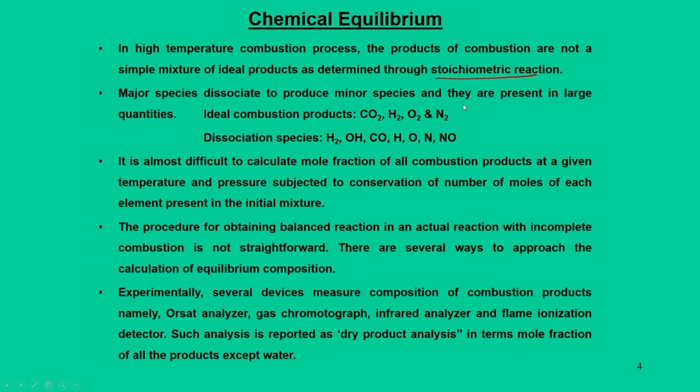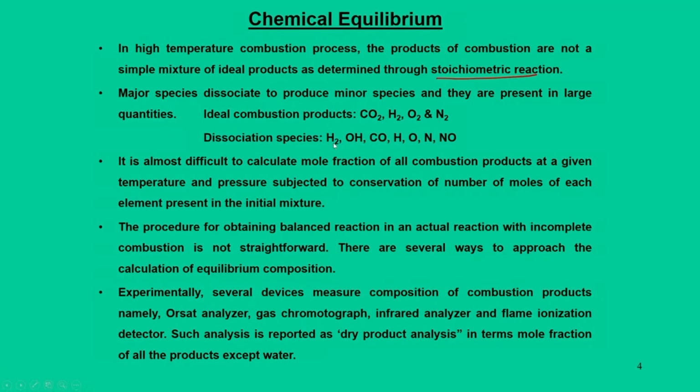Now, ideally, if the combustion has to happen as a complete combustion, the ideal products should be carbon dioxide, water, oxygen and nitrogen. But in most situations, we do not have this occurrence. We have dissociation species that are formed, which for combustion reactions are mainly hydrogen, OH radical, OH is a hydroxyl radical, carbon monoxide, hydrogen atom, oxygen atom, nitrogen atom, NO, nitric oxide. These formations are very similar for hydrocarbon combustions.